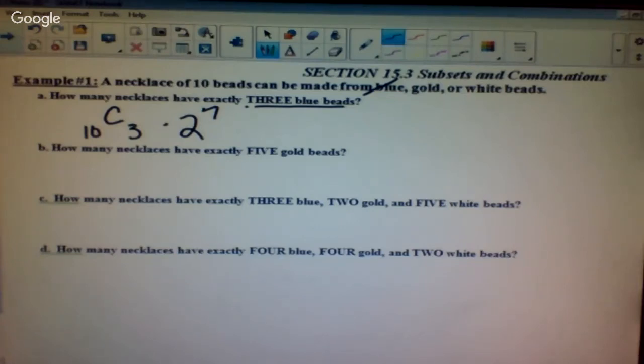Okay. How many necklaces have exactly 5 gold beads? 5C3? Oh, I'm tripping. No, it's 10C5. I've got 10 beads. C5. Okay. I've put my gold beads on. How many other options do I have? 2. How many beads do I need to add to my necklace still? 5. So 2 raised to the 5th.